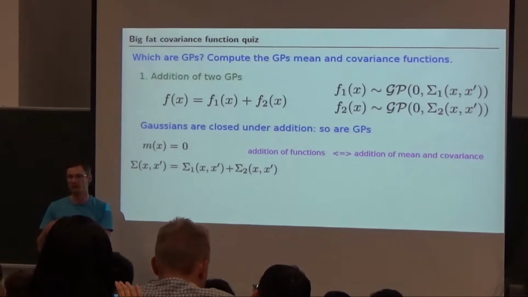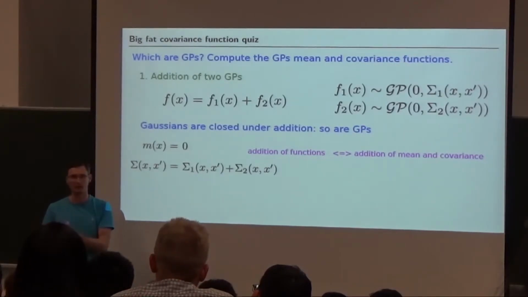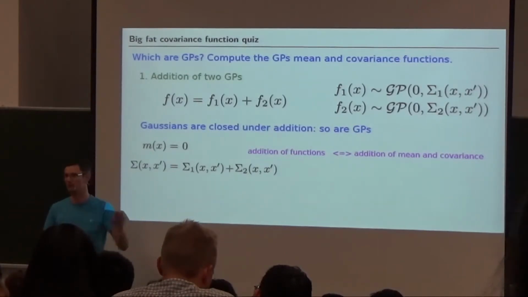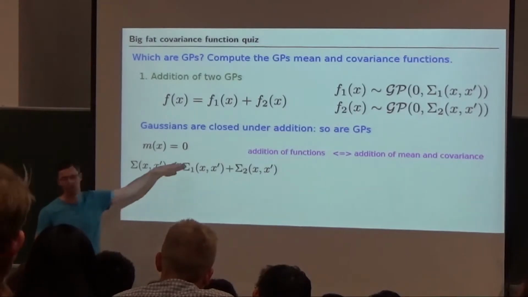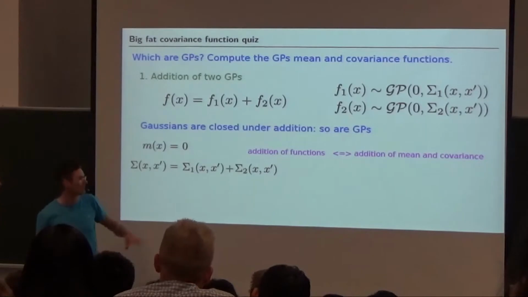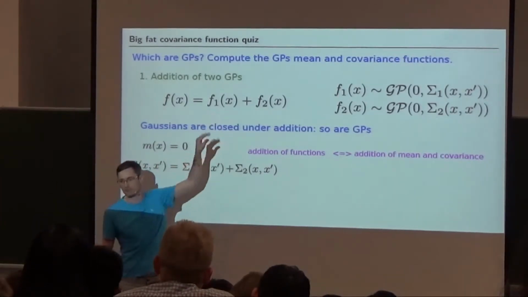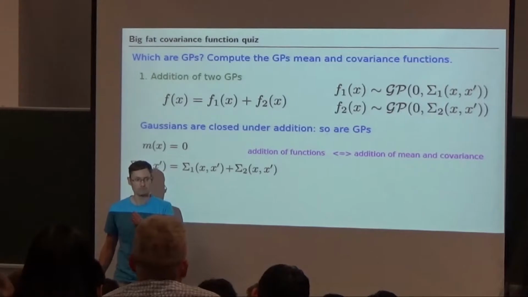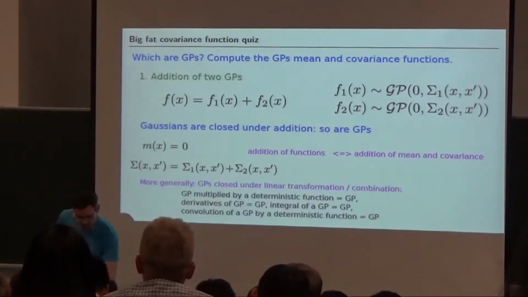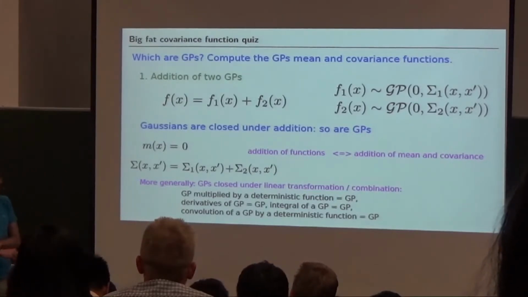So Carl Rasmussen in his textbook has a really nice example with CO2, where he looks at CO2 trends over time and pulls out a periodic component and a linearly increasing component. We'll do one from the Automatic Statistician project in a minute, when we talk about automatically pulling out functions from data that we compose in various ways. So this gives you a way of composing functions to build structured models of data. Any questions about that?